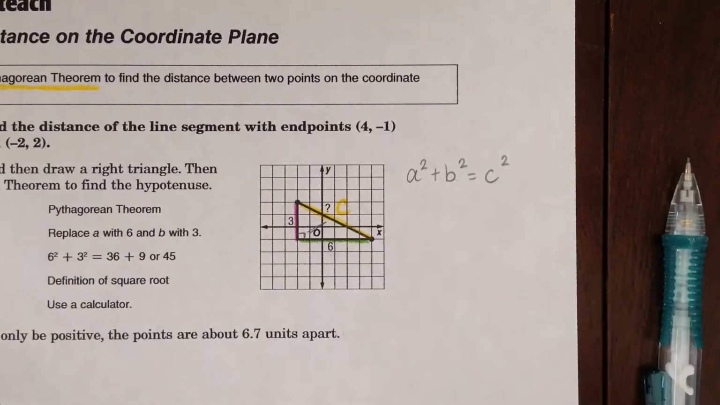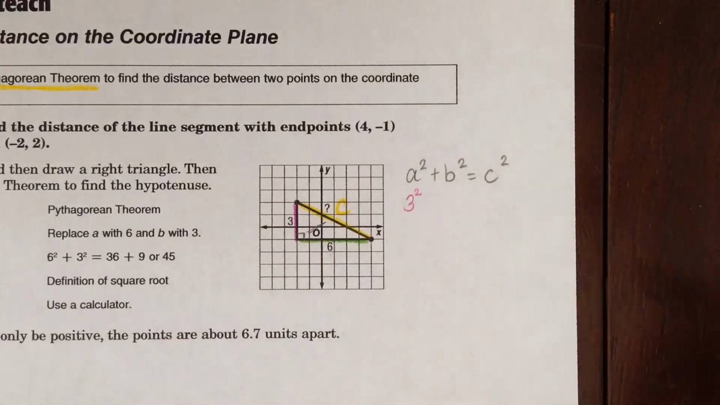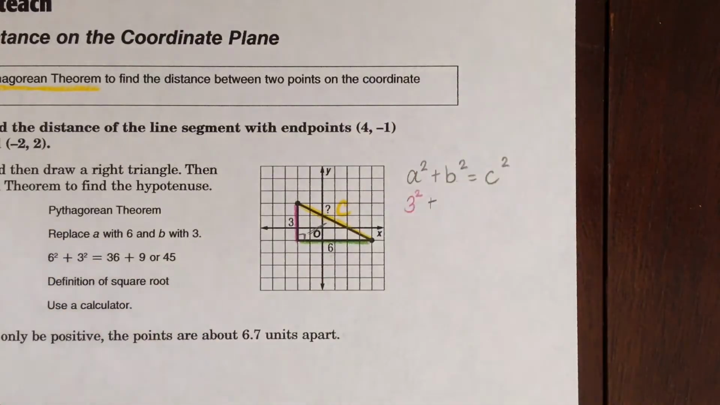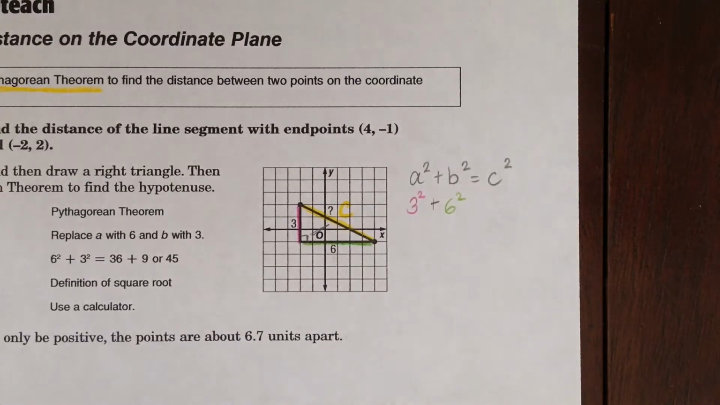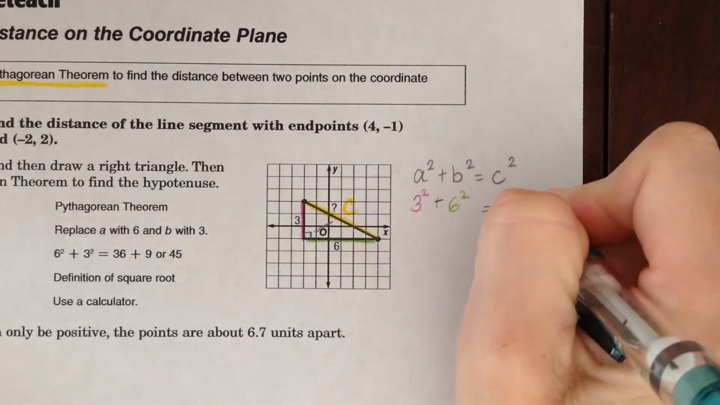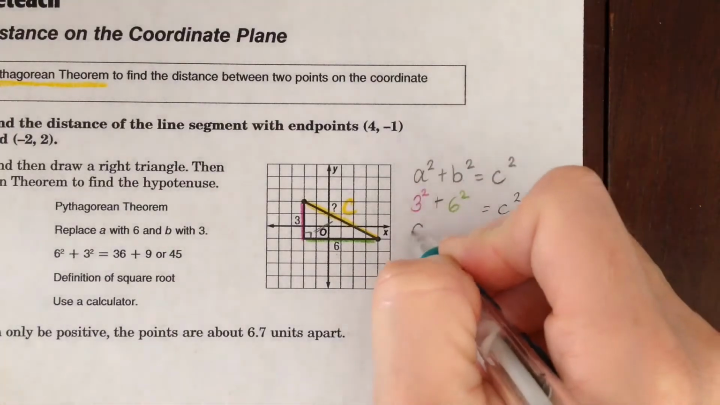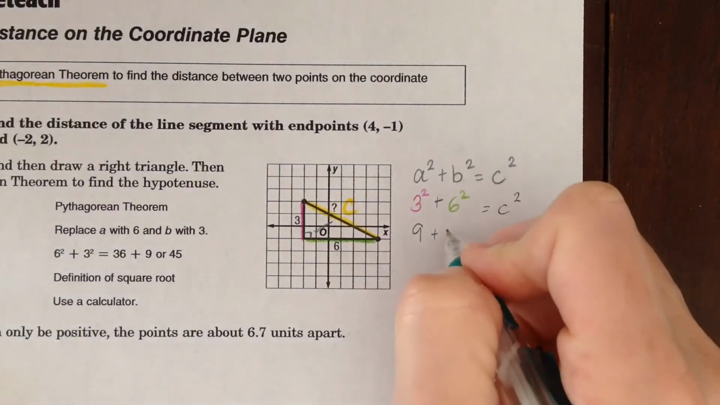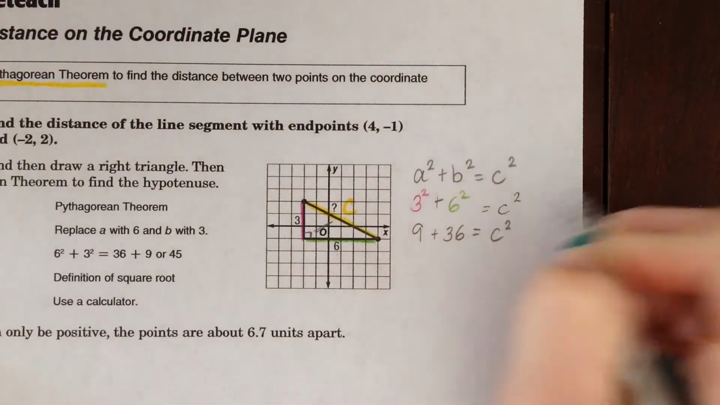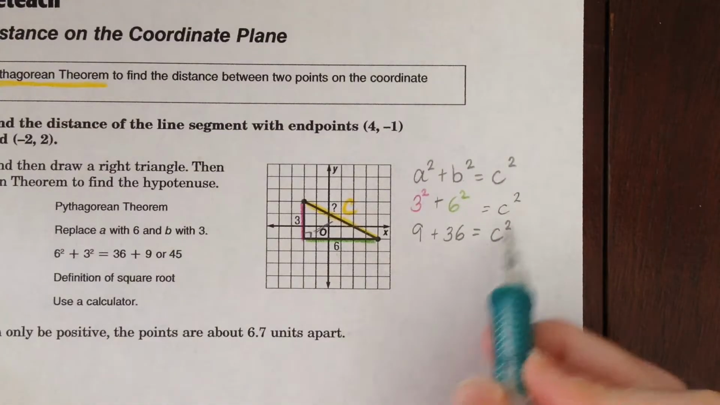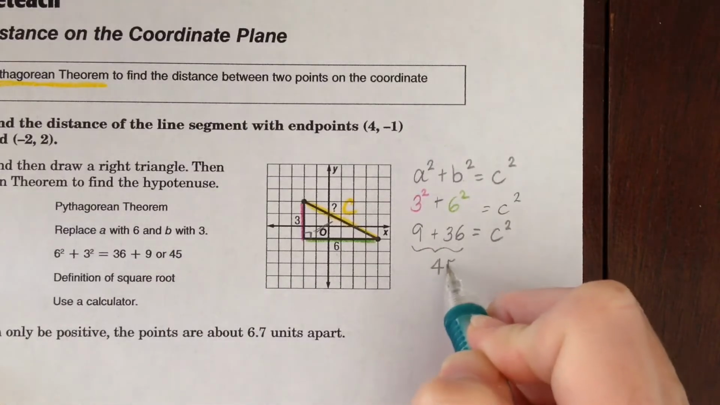So it doesn't matter which one is A and which one is B. For the sake of this problem, we'll just say that 3 is A. So this will be 3 squared plus 6 squared. That's our base and our height, equal to C squared. All right, and then we work it out. 3 squared is 9. 6 squared is 36. So that means 9 plus 36 is 45.